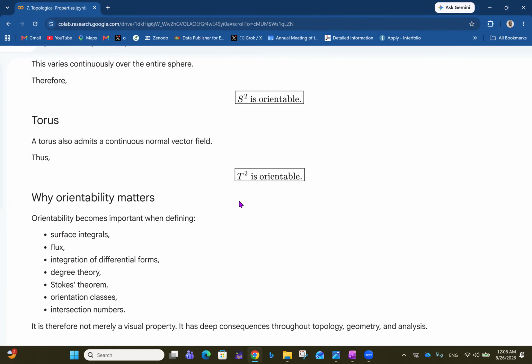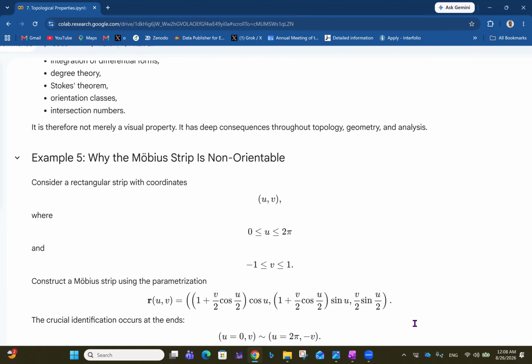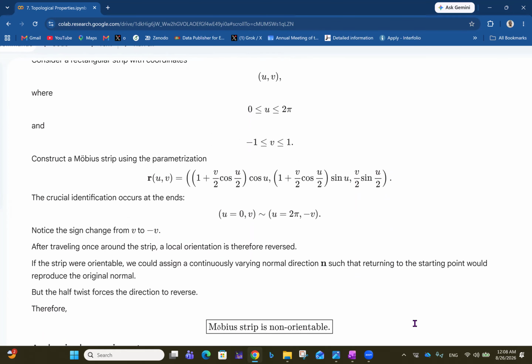Why does orientability matter? Orientability becomes important when defining surface integrals, flux, integration of differential forms, degree theory, Stokes' theorem, orientation classes, and intersection numbers. It is therefore not merely a visual property. It has deep consequences throughout topology, geometry, and analysis. So orientability is one of the key properties we study in topology.